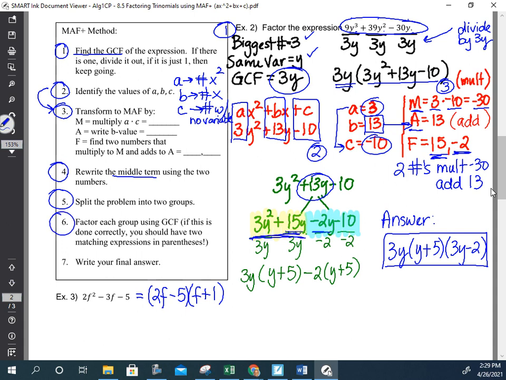Out of the first group, you can divide by 3, and you can take out y. So 3y and y plus 5. The second group, notice that it begins with a negative. If it begins with a negative, you take out the negative. And you can divide by 2. You get y plus 5 again. I told you, if they match, then you're correct. If you don't match, you did something wrong.